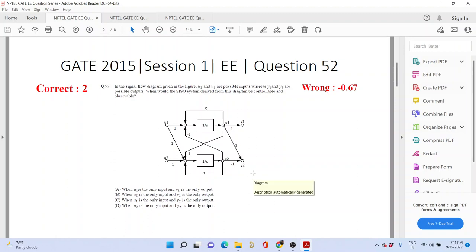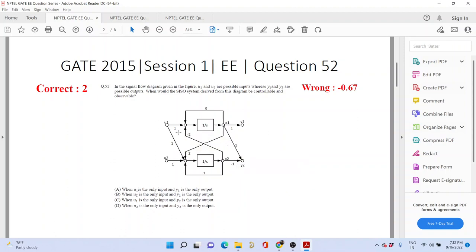It's already 3 minutes, maybe 4 minutes, so let us go ahead with the solution. The answer is incorrect. It is not the right answer. As I told you, intuitively you will feel that if I choose u1 as my input and y2 as my output, then it would be controllable and observable. But it is not so.